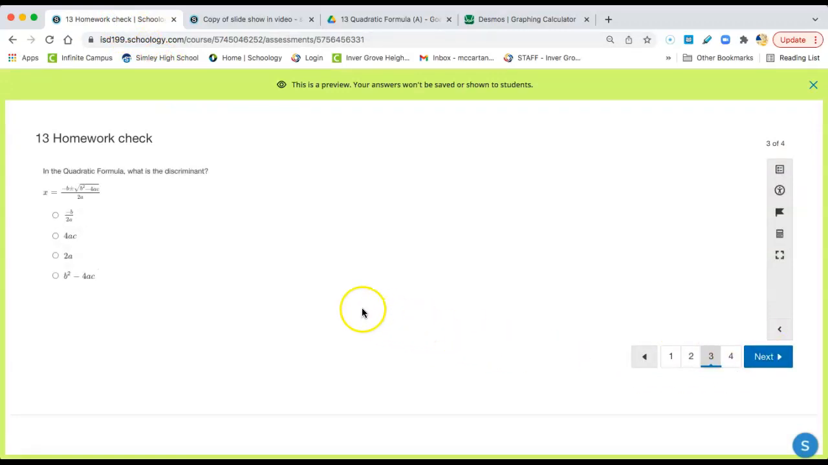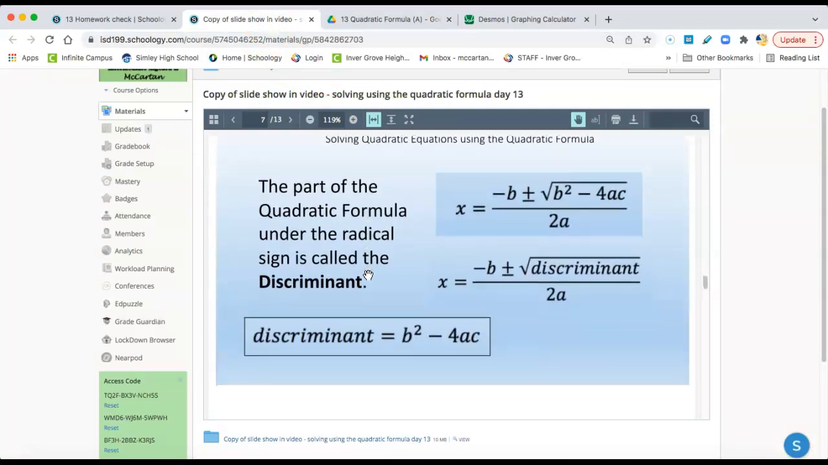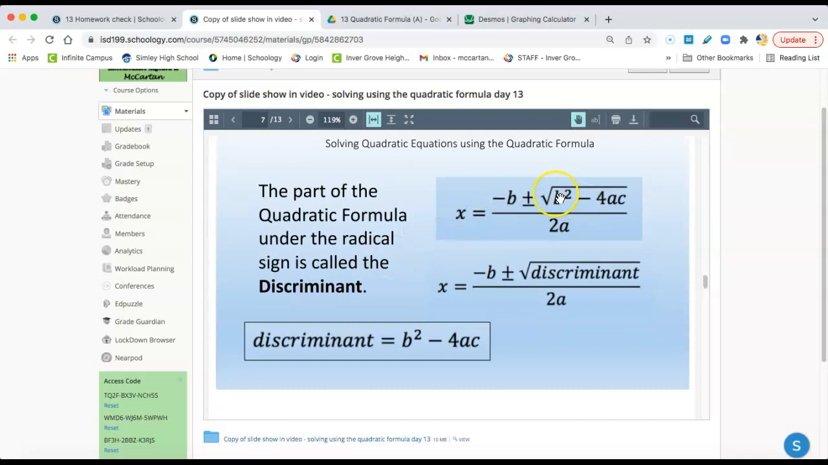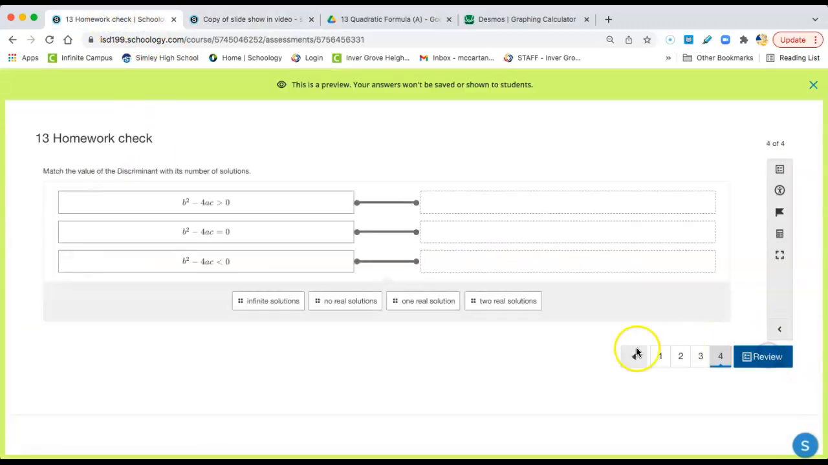Number 3, in the quadratic formula, what is the discriminant? It's a very important part of the quadratic formula. It's right there, guys. The discriminant is the thing that's underneath the radical sign. It's equal to b squared minus 4ac, when the quadratic is written in standard form.